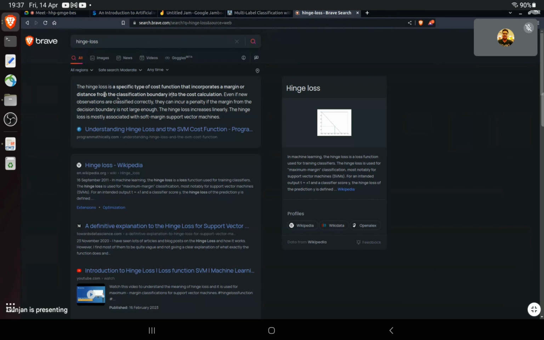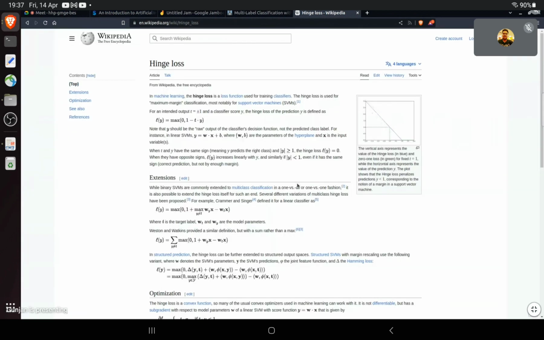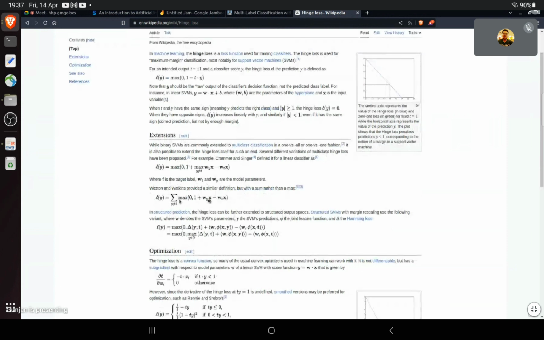It incorporates a margin or distance from the classification boundary. It is good for binary classification, so it's 0 comma 1. It is the max of 0 and something, so we are just taking the maximum. Yeah, but won't this be difficult with differentiation? You can't differentiate a maximum.